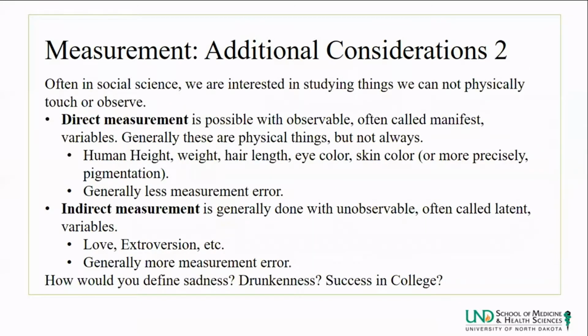Another consideration, and this often comes up in social sciences. And when I say social sciences, I typically talk about things like psychology, sociology, criminology, even. These are sciences that typically deal with human beings. Human beings are incredibly complex and they interact with incredibly complex systems. So when we talk about additional considerations here, I have direct and indirect measurement.